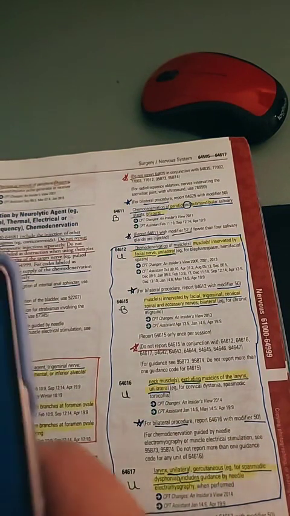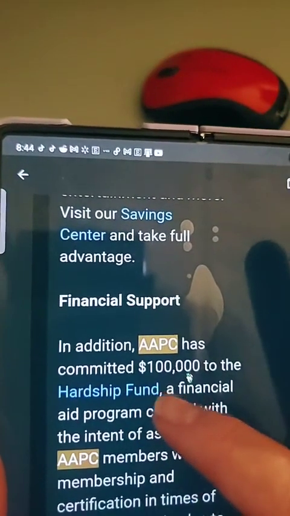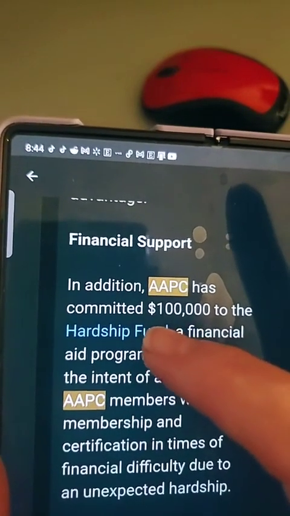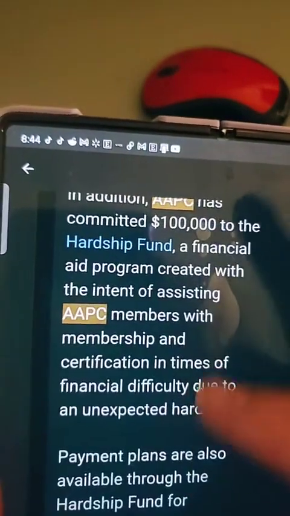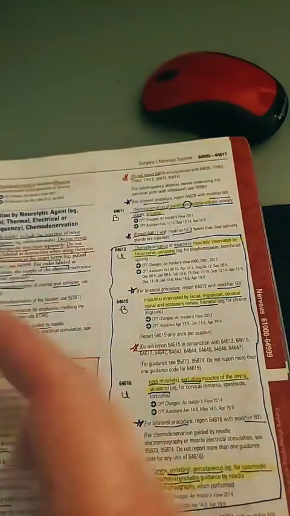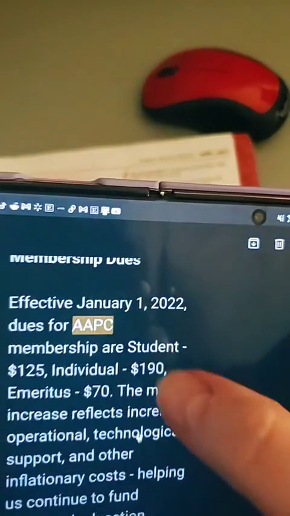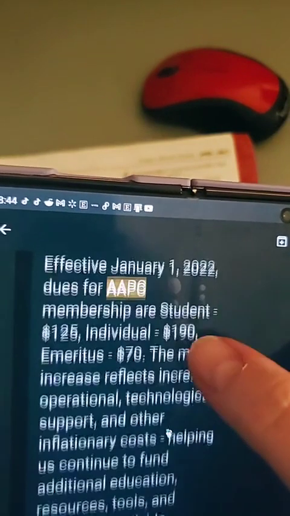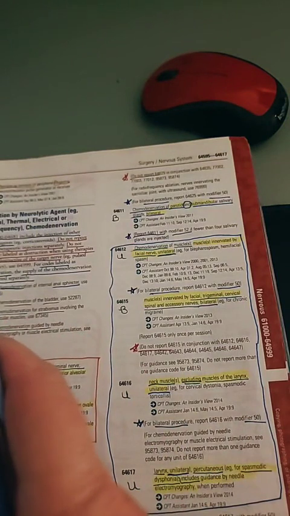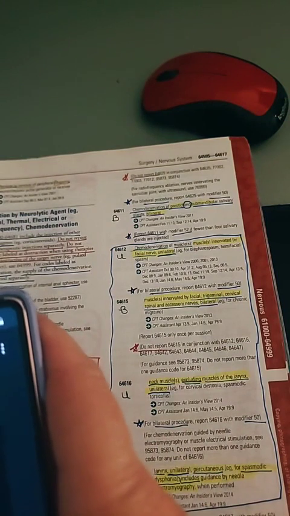And then they have gathered $100,000 in their hardship fund. So if anybody wanted to apply even just to get free books, they have money now donated and in their system. You can click on that and fill out the application for that. They're going up $10 a year on their memberships. What else are they doing? I have a report on life after COVID.